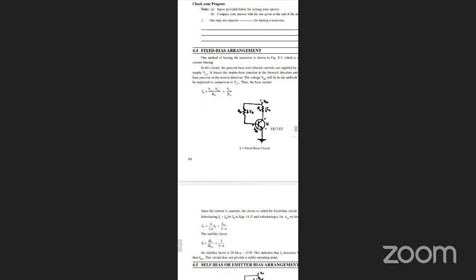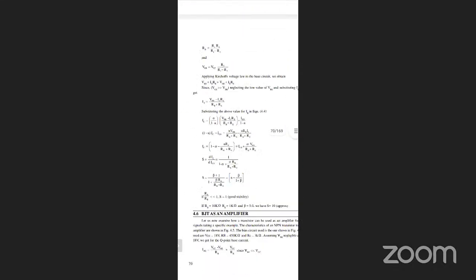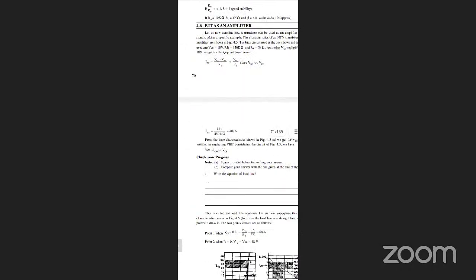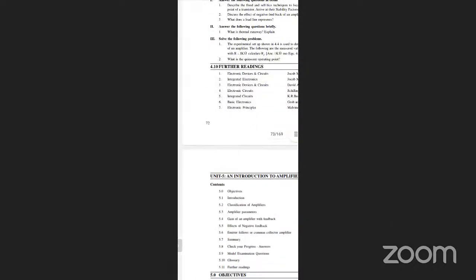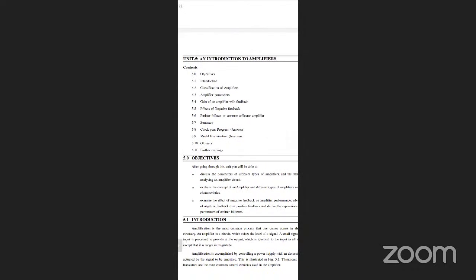And the fixed bias arrangement, also self bias, fixed bias. Okay, now you can go for it. And also how the BJT is an amplifier. In the coming class, we will discuss the introduction to amplifiers. What is a feedback amplifier? How feedback amplifiers, positive feedback and negative feedback amplifiers, work. What is the Barkhausen criterion? What is feedback, and what is an amplifier? How the strength of the signal is enhanced, that is the amplifier here.